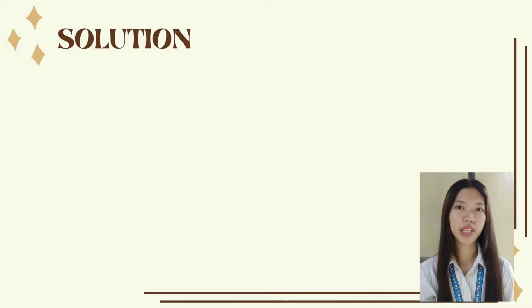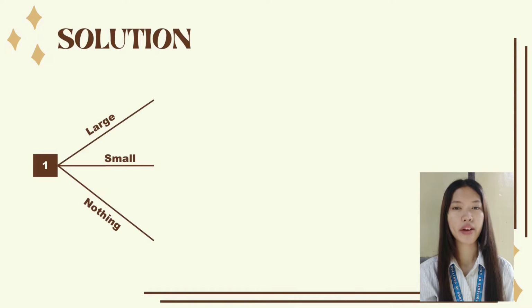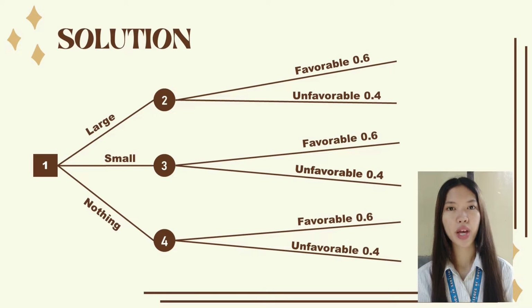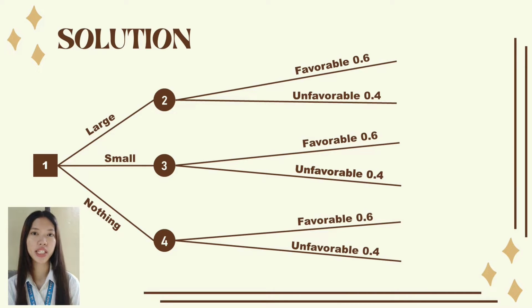Now, let's determine the decision node. Here we have three decision alternatives. It is either Zephany will start a company with a large or small facility or just not do it at all. Next, we have the three circles which represent the outcomes. The estimated success rate is 60%, that's why we have 0.6 for the favorable and 0.4 for the unfavorable. If Zephany will build a large facility, she expects to make 90,000 pesos with a favorable market and she would lose 30,000 pesos if the market is unfavorable.